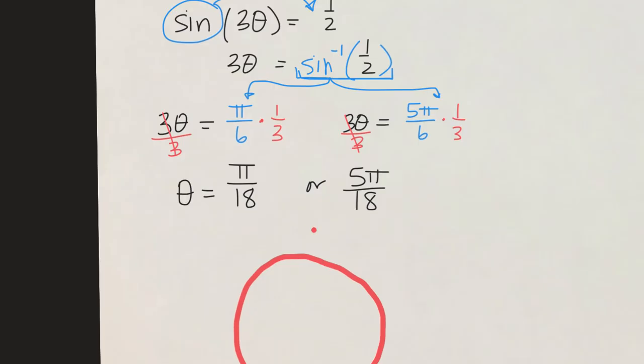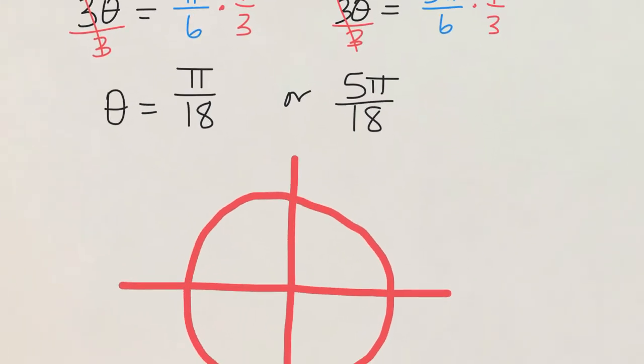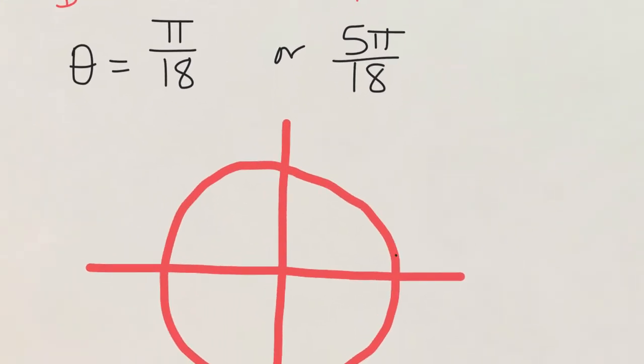Where is pi over 18? Well, pi over 18 is 10 degrees, because what's 180 divided by 18? 10. So pi over 18 is here.